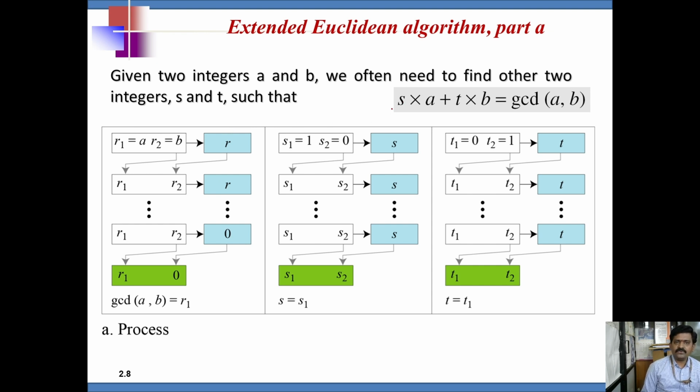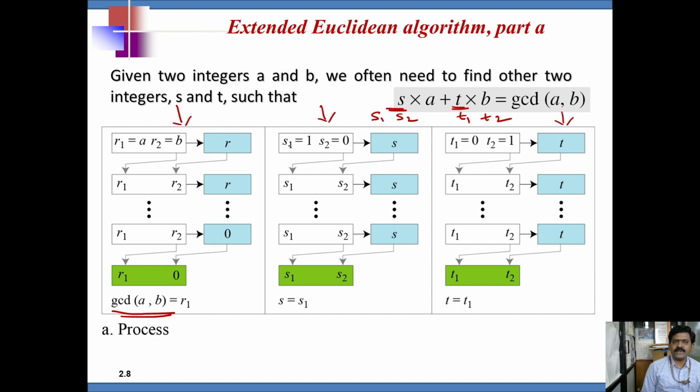Here we are going to find two more variables S and T. So what we do, we take two more temporary variables for S, which are nothing but S1 and S2, and two temporary variables for T, T1, T2. If you observe, the process of Euclid algorithm is the same here, where we are finding the GCD, and you can see here the process for finding the S variable, the process for finding the T variable.